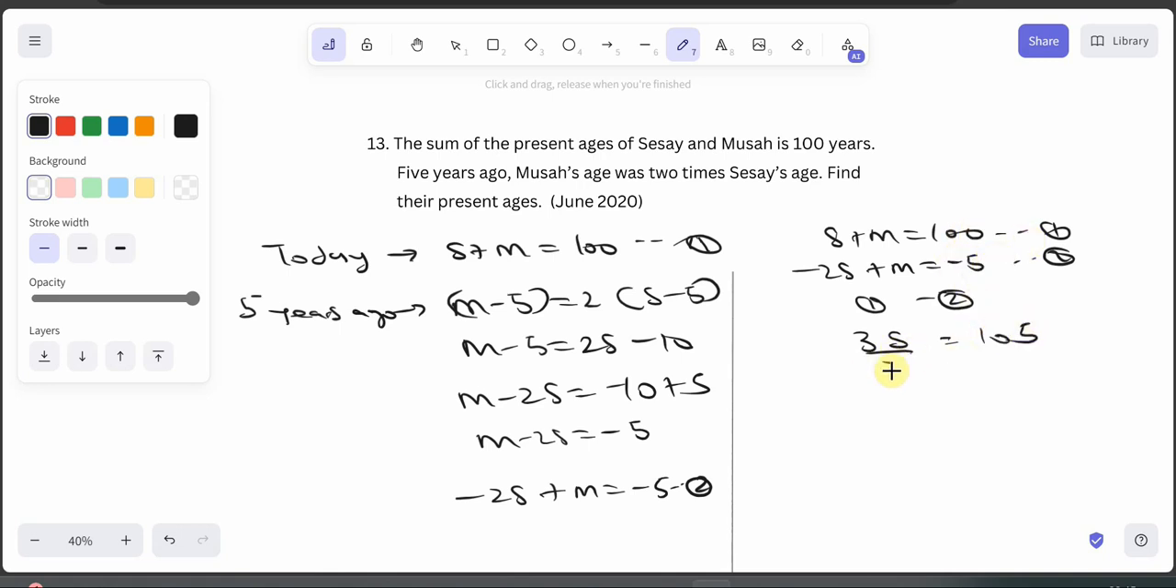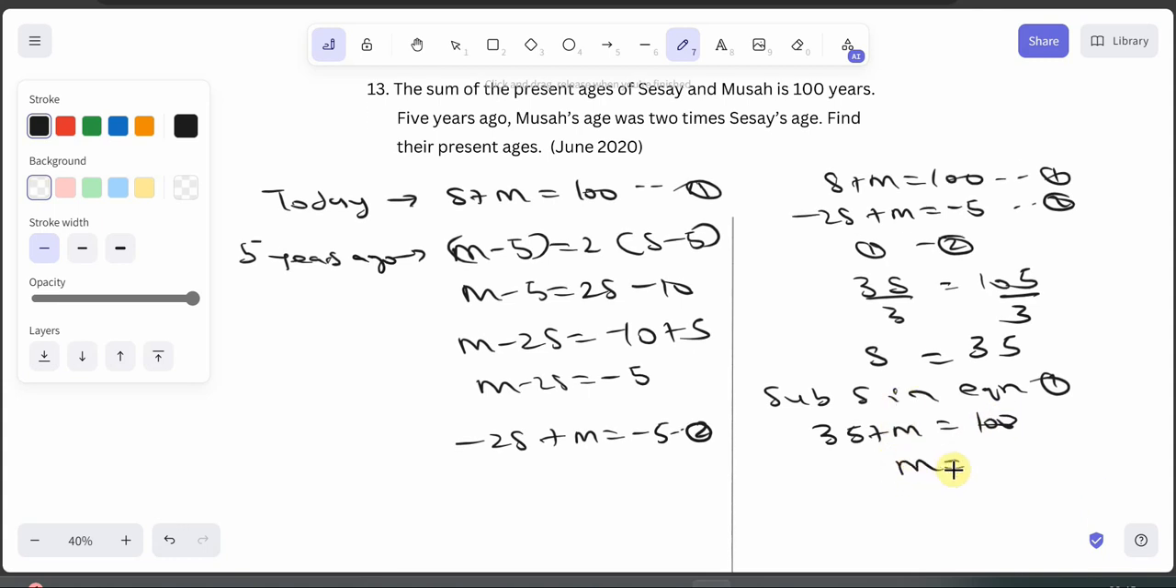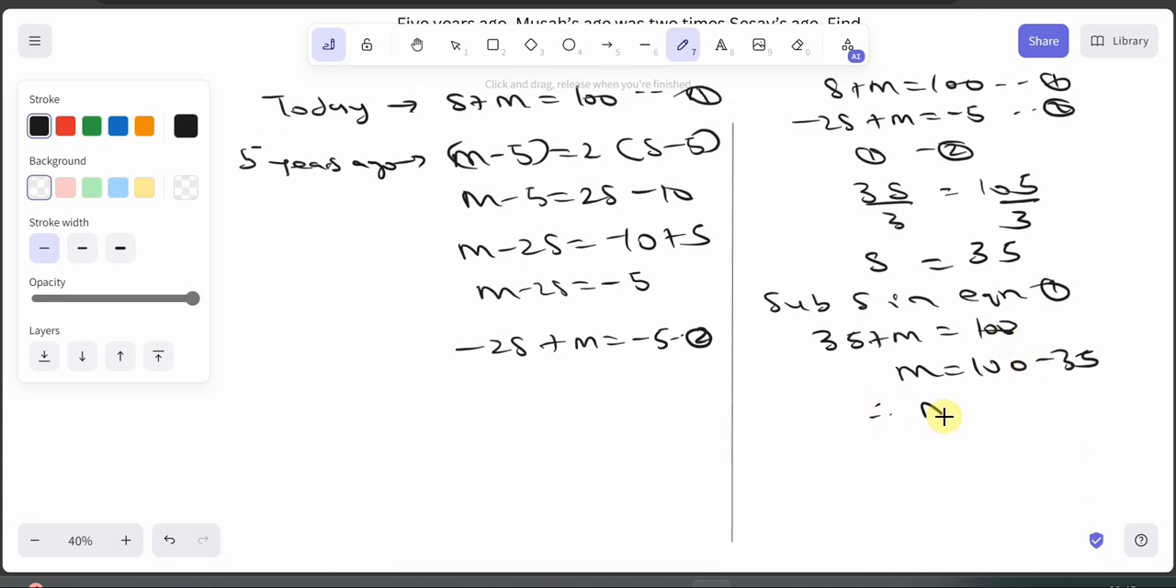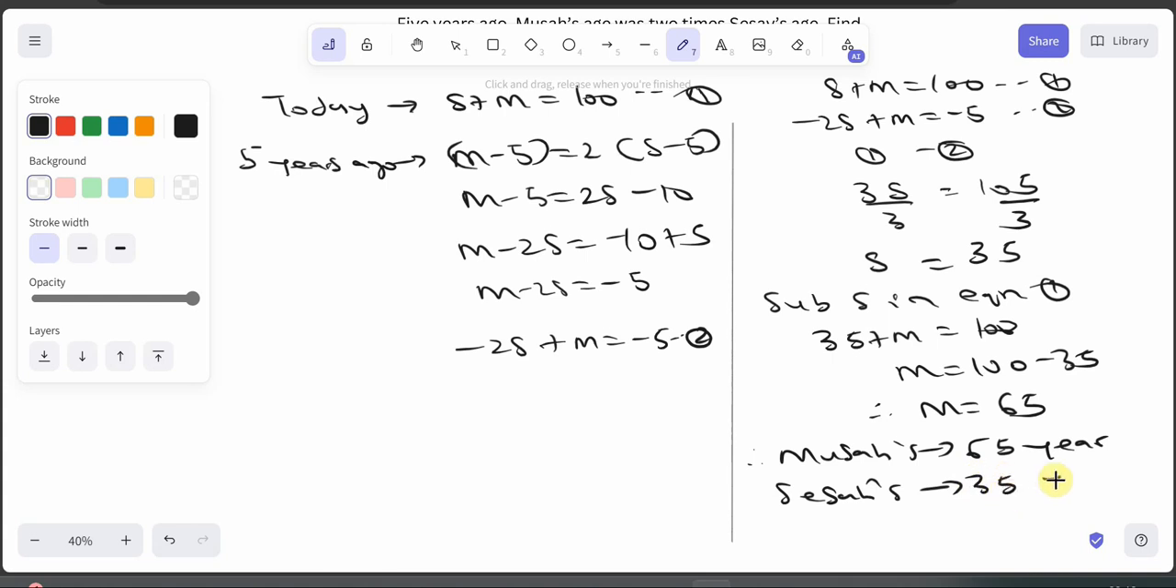So if I divide this by 3, this will give me my S to be what? 35. So if I know what my S is, I can find what my M is from here. Substituting S in equation 1, that will be 35 plus M is equal to 100. So M will now be equal to 100 minus 35. Therefore, my M is equal to 65. So therefore, Musa's age is 65 years and Ceci's age is 35 years.